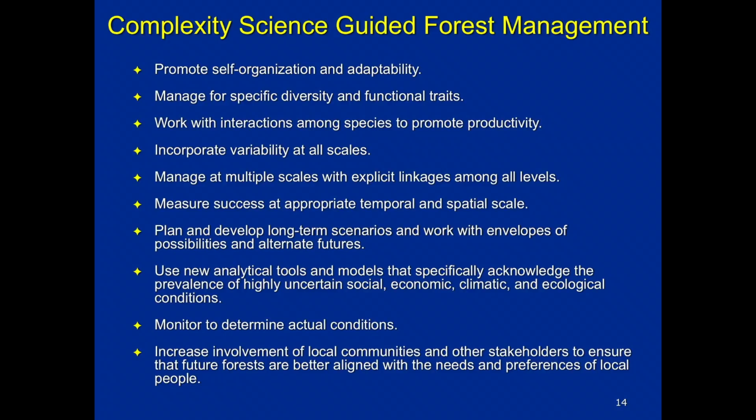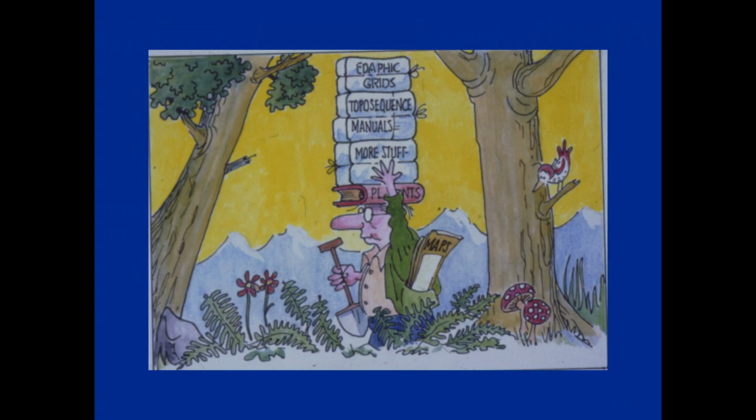Use new analytical tools and models that specifically acknowledge the prevalence of highly uncertain socioeconomic, climatic, and ecological conditions. Monitor to determine actual conditions, and then change your practices if things aren't working. And I think it's really important that we increase involvement of local communities and other stakeholders to ensure that future forests are well aligned with their needs and preferences.